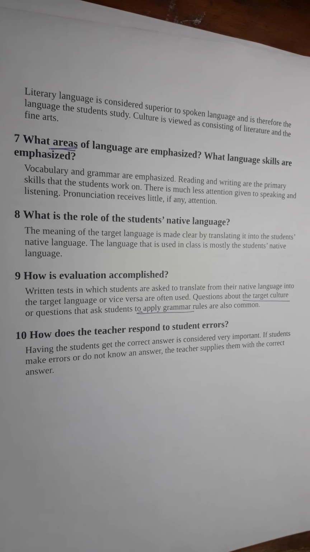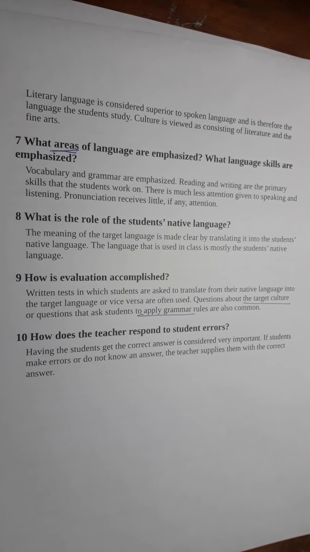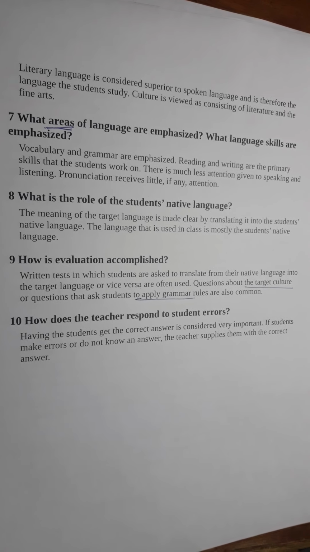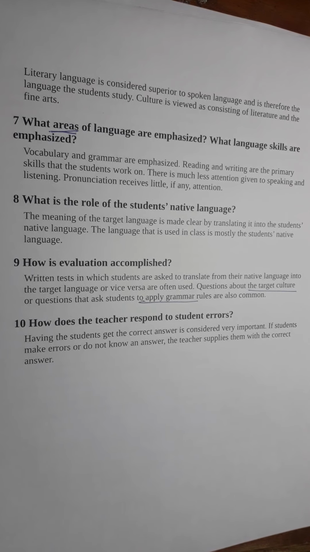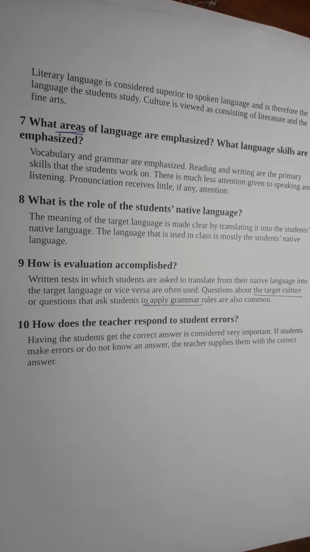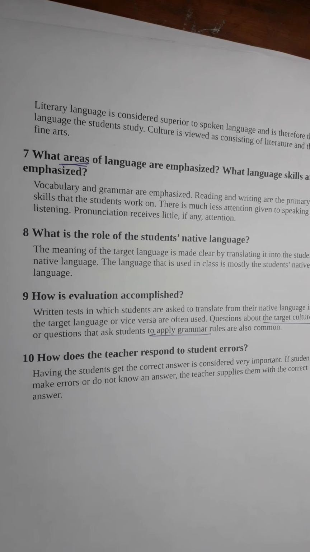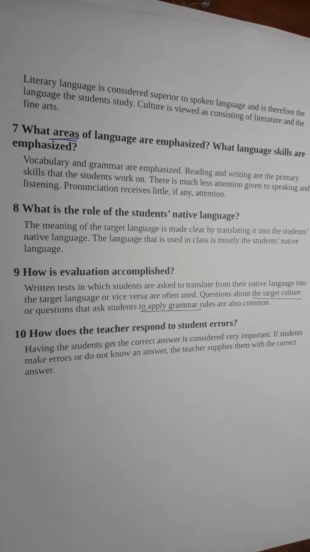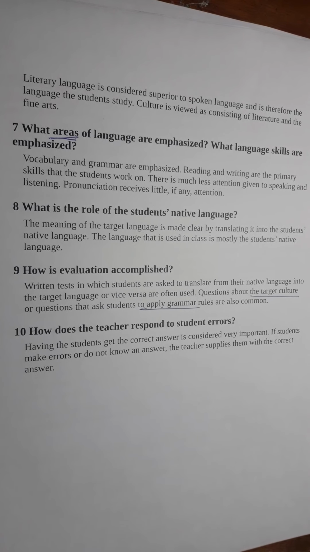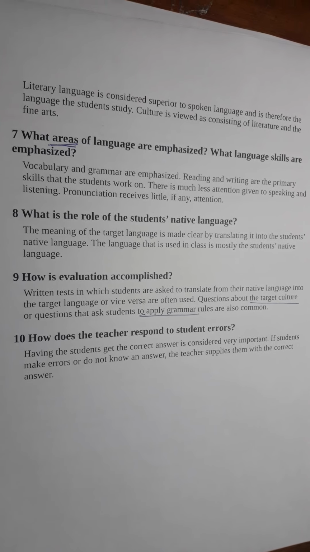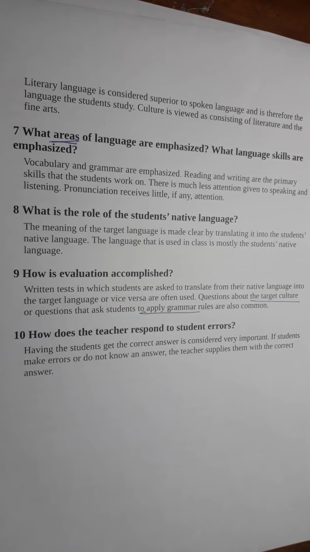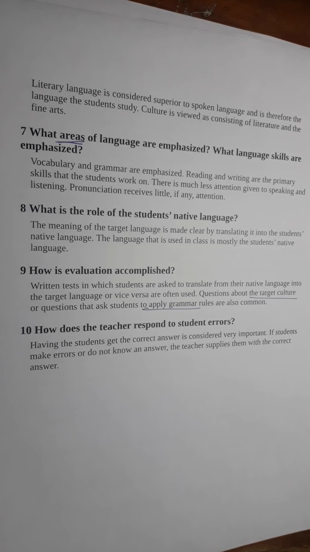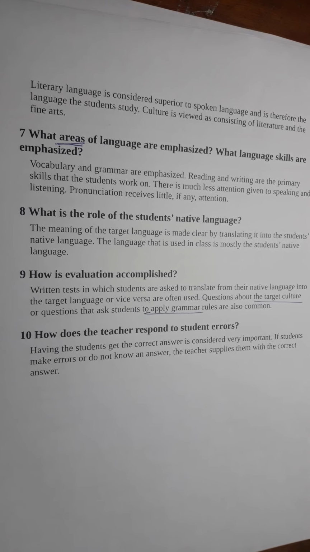The last item is related to the teacher's way of dealing with the students' errors. There are different ways and different techniques used by teachers to correct students' errors. According to the grammar translation method, the teacher asks another student to correct the error. If no student can correct the error, the teacher himself corrects the error or provides the correct answer.